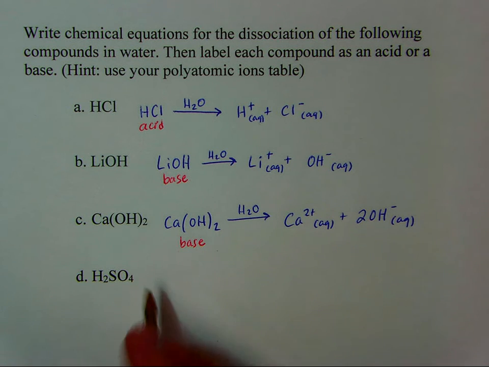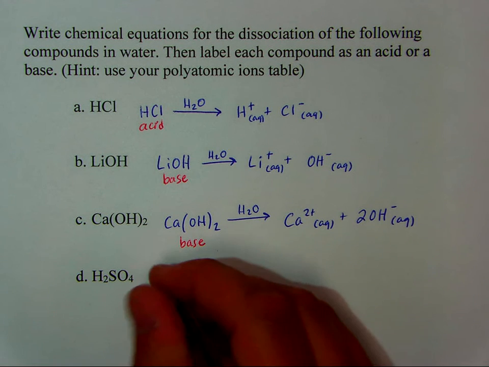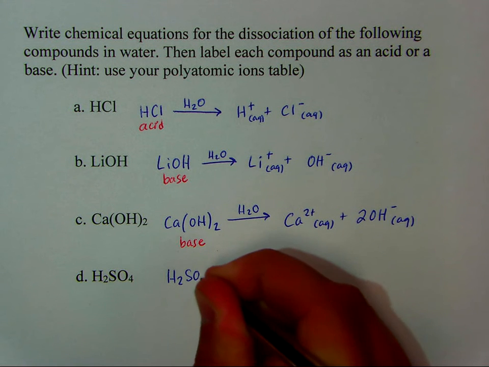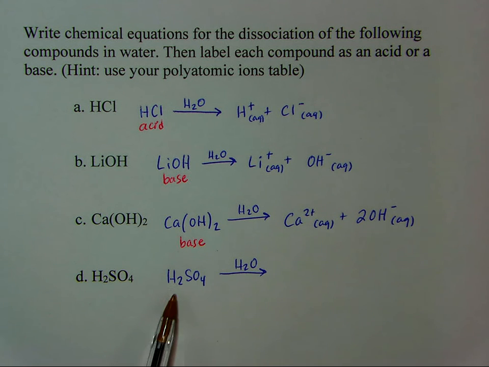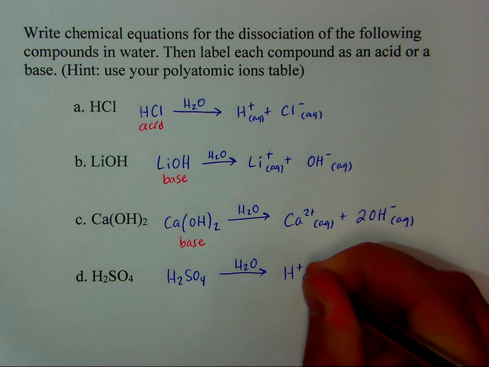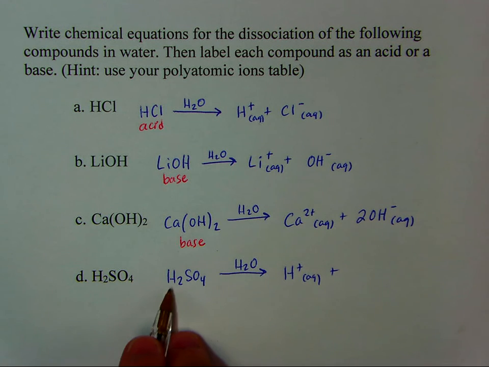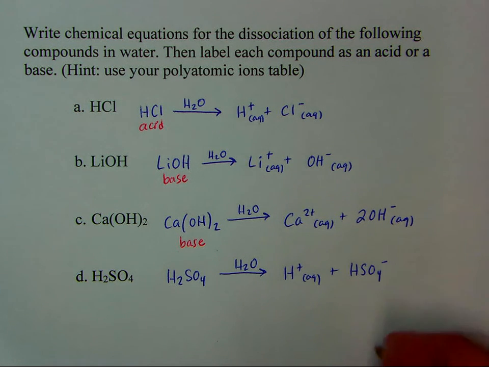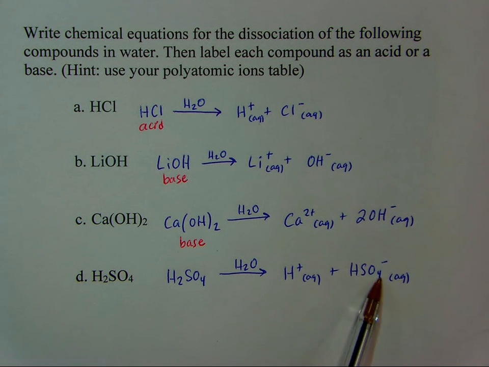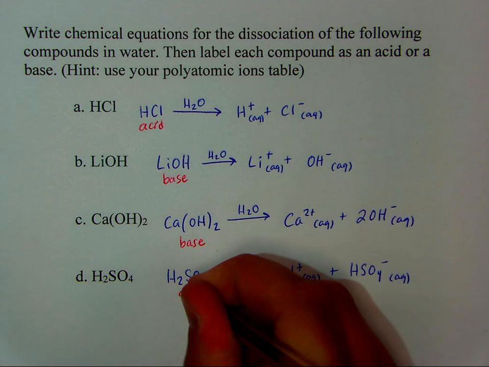Finally, H2SO4. There's actually two correct answers for this one. What you can see here, we write sulfuric acid, H2SO4. We can dissolve this in water and we can lose one proton, one H+. What's left over will be HSO4-. Okay, that is in your polyatomic ions table. That's called hydrogen sulfate, sometimes bisulfate. In this case, what we see is that H2SO4 is behaving as an acid.